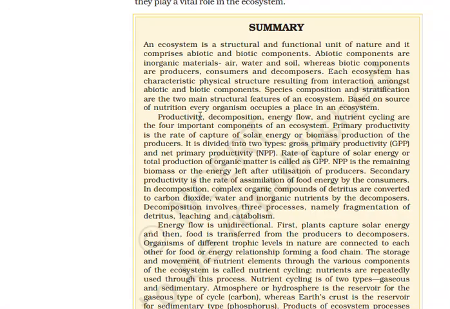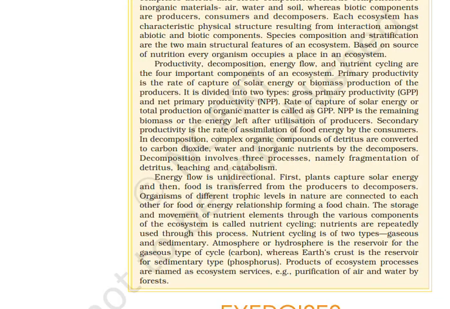Based on the source of nutrition, every organism occupies a place in the ecosystem. Productivity, decomposition, energy flow, and nutrient cycling are four important components of an ecosystem. Primary productivity is the rate of capture of solar energy or biomass production of the producers. It is divided into two types: gross primary productivity (GPP) and net primary productivity (NPP).